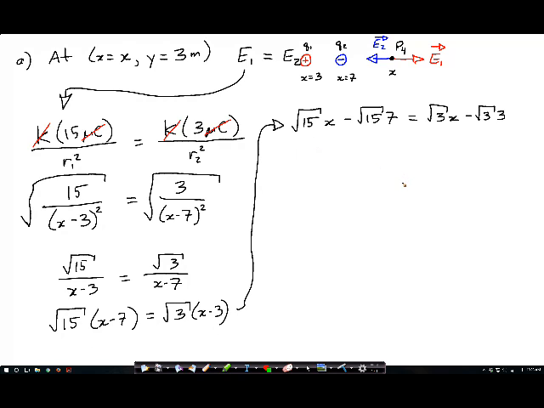And the square root of 15 will be bigger, so I'll move the x's to this side. I have the square root of 15 times x minus the square root of 3 times x is going to be equal to negative 3 root 3, and then I have to add 7 root 15 on that side. This ends up giving me 2.1409x. And I tend to carry 5 sig figs in intermediate calculations.